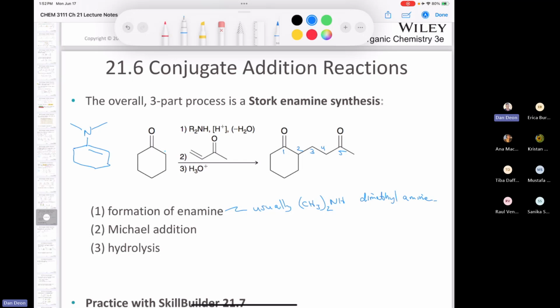So another thing that you want to remember is that when you do the Michael addition, the carbon-carbon bond formed is between carbon 2 and carbon 3. So you can see the bond is formed right here between carbon 2 and carbon 3.